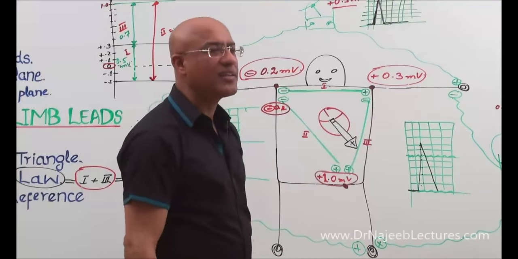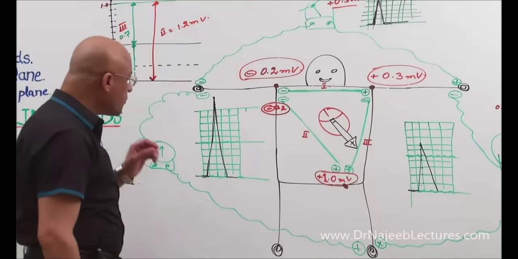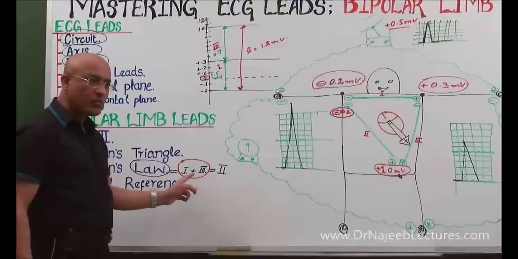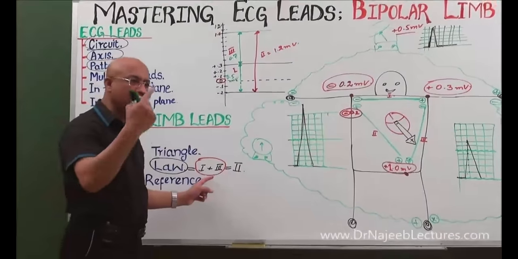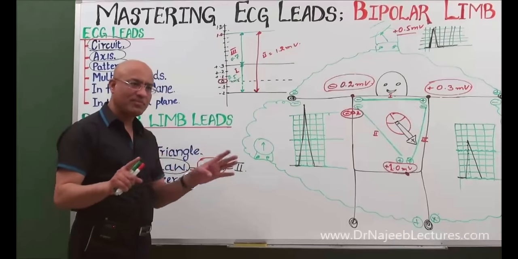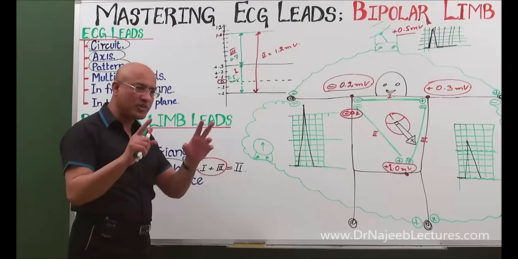This also shows another aspect, that if the voltage of any two leads is known, you can determine the voltage of the third lead. Is it clear? Any question up to this?